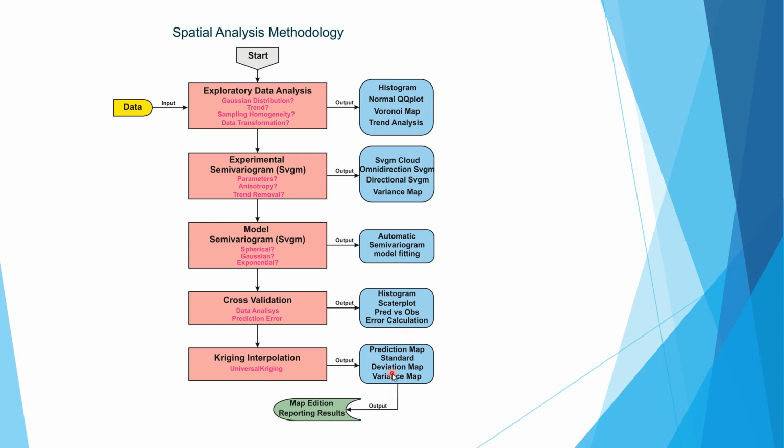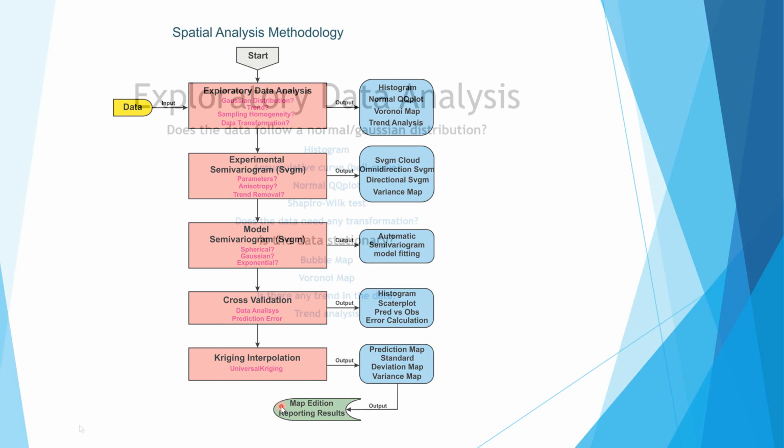In these tutorials, I am going to explain with examples, step by step, the spatial analysis methodology, where I'm going to be talking about exploratory data analysis, experimental semivariogram, model semivariogram, cross-validation, Kriging interpolation, and also at the end we are going to be working with the map edition with Quantum GIS and also reporting results.